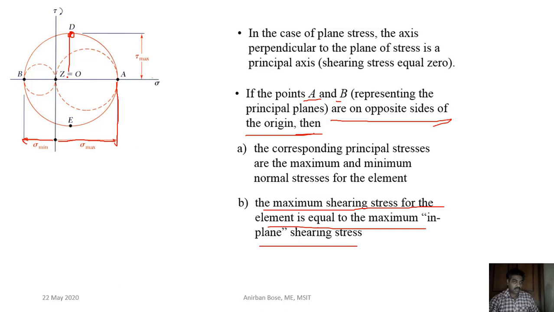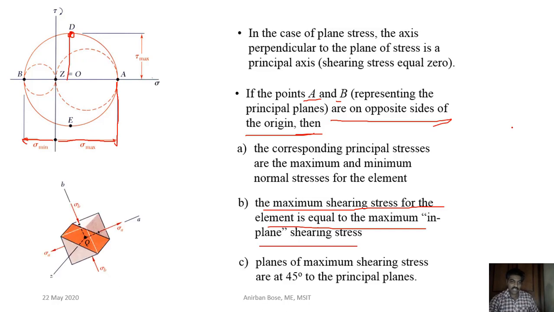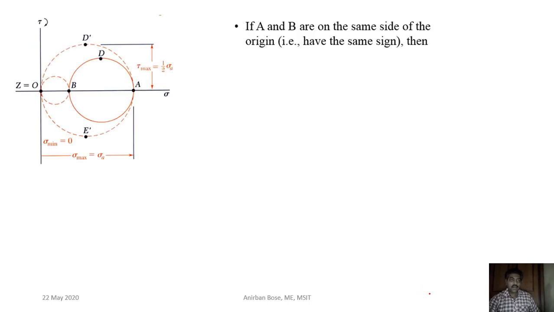Because this is the maximum. And this is what you know, that the maximum shear stress is 45 degrees to the principal plane, which we have seen earlier also. But if the principal planes are such that both A and B are on the same side of this axis, in that case the maximum shear stress is not this one. What is the maximum shear stress? The maximum shear stress is this maximum principal stress divided by 2.